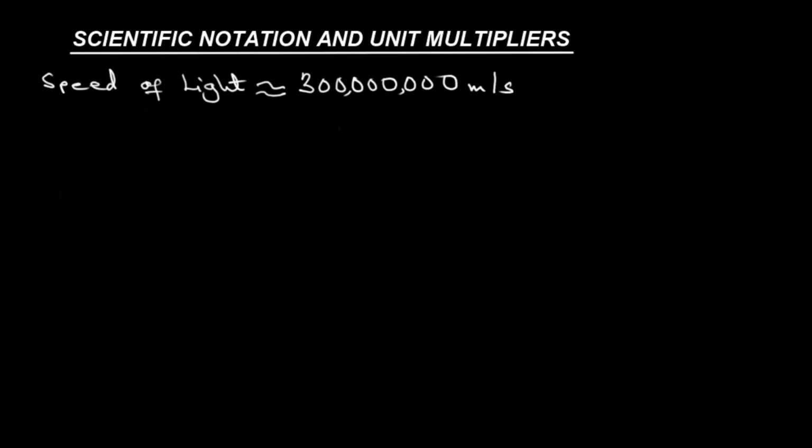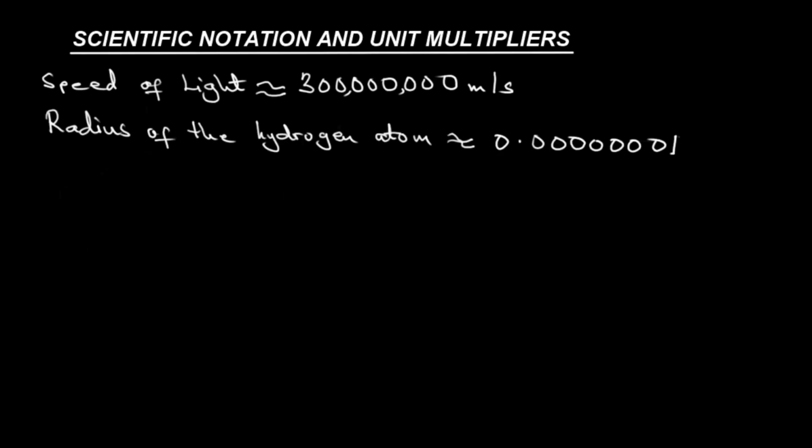So in this lesson, we are looking at scientific notations and their unit multipliers. Now in physics, we make a lot of measurements, sometimes very big measurements. An example is when you are measuring the speed of light, 300 million meters per second. Sometimes we get very short values, for instance, the radius of the hydrogen atom.